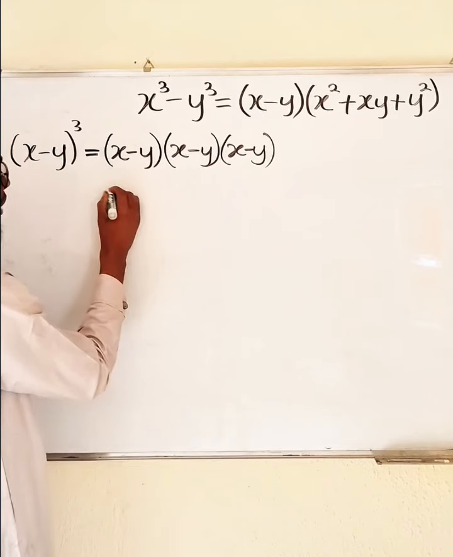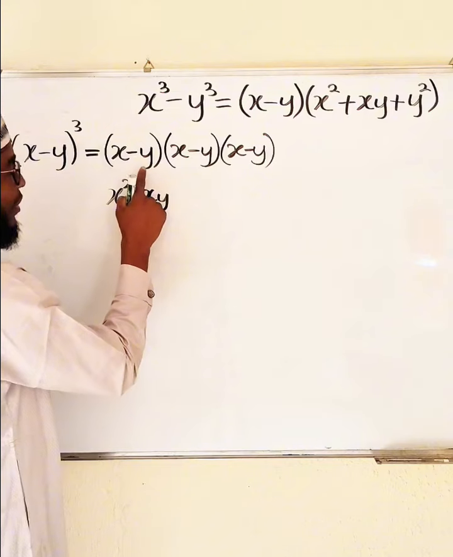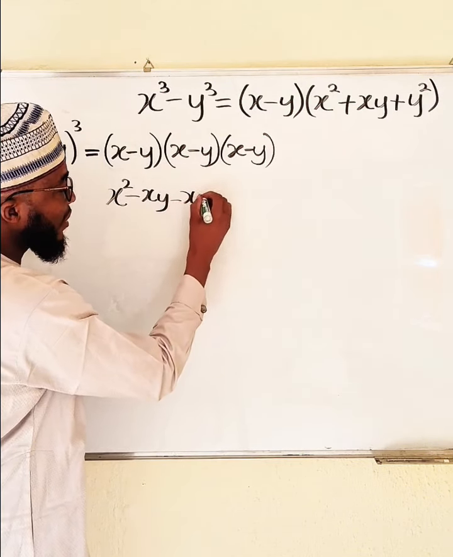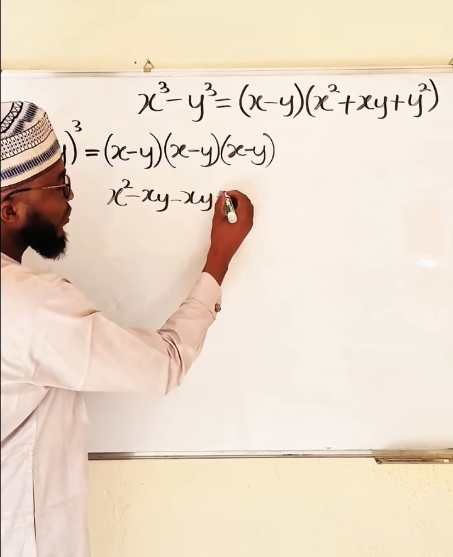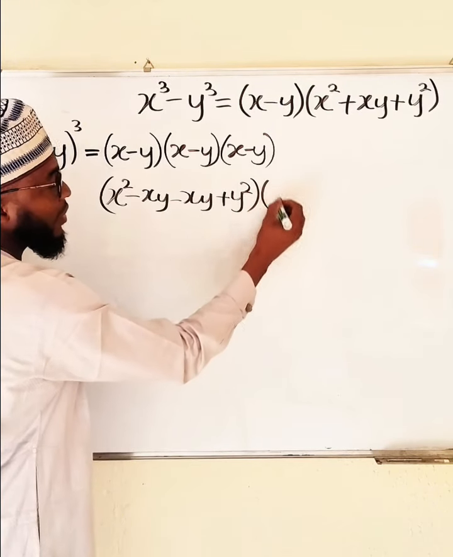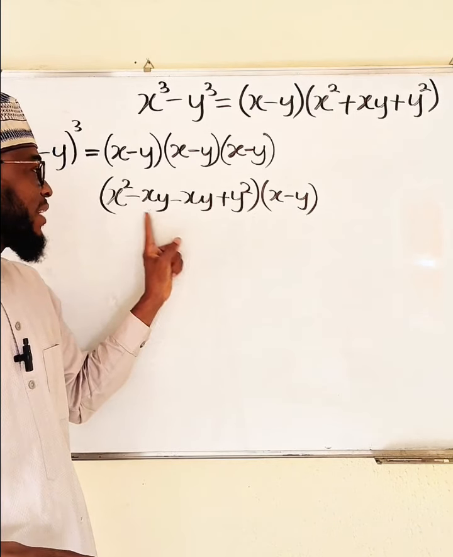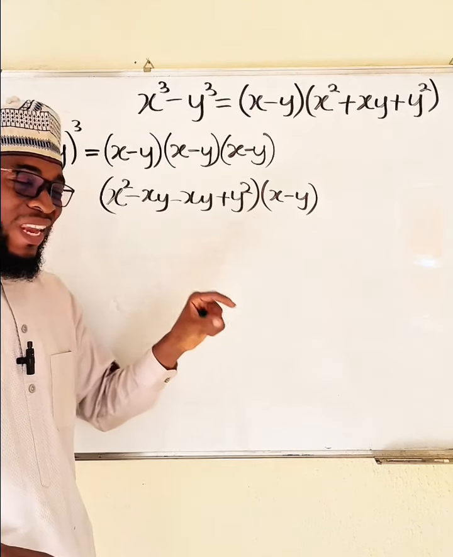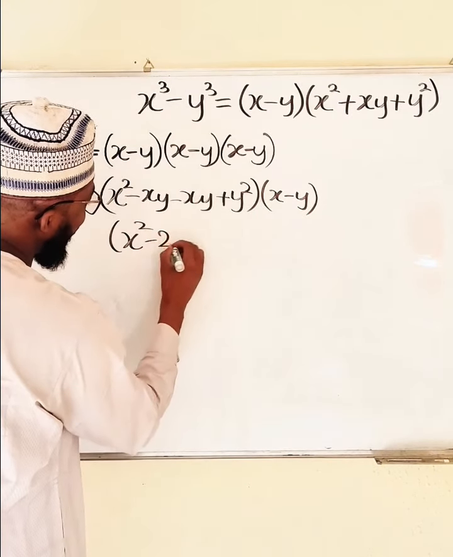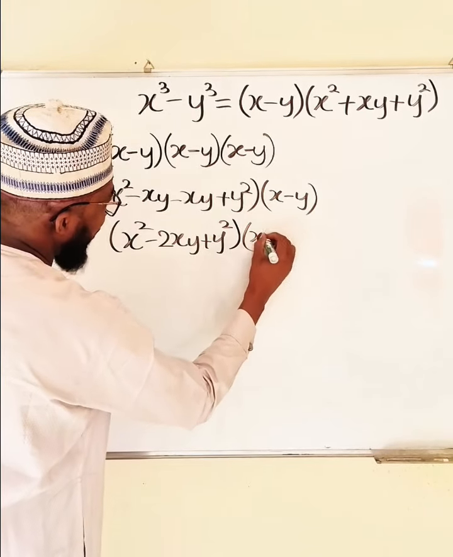X times x will give us x squared. X times negative y will give us negative xy. Then you come to the second term here. Negative y times x will give us negative xy. Negative, negative, positive, y times y is y squared. Remember, we still have x minus y. The middle terms are like terms, negative xy and negative xy, making negative 2xy. So this is x squared minus 2xy plus y squared multiplied by x minus y.